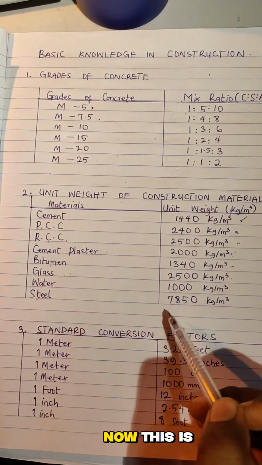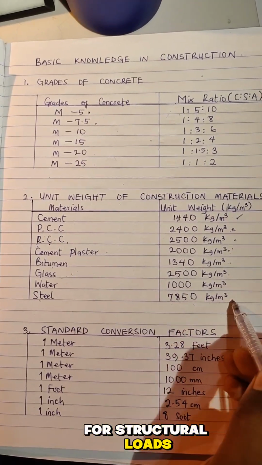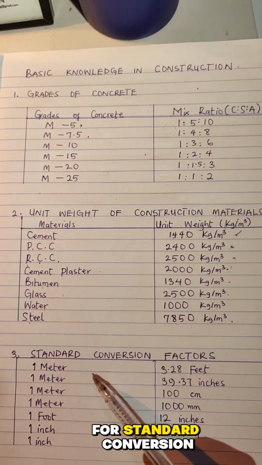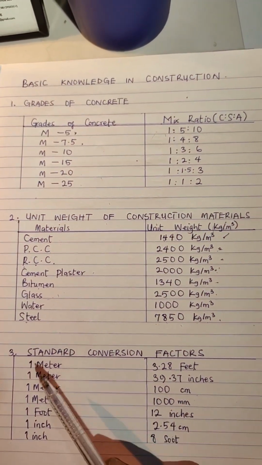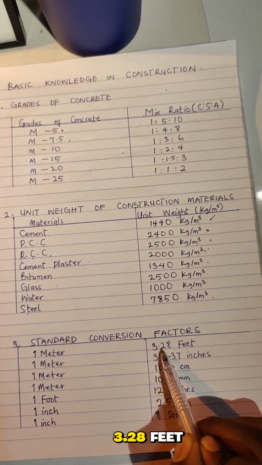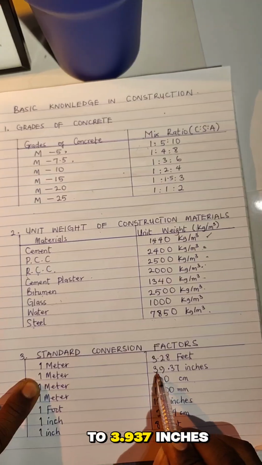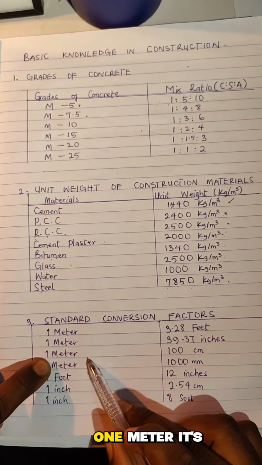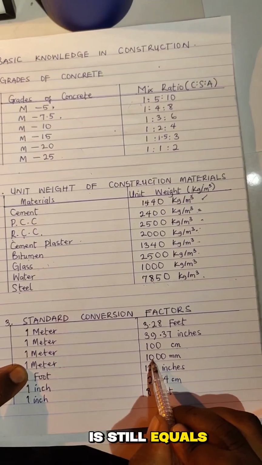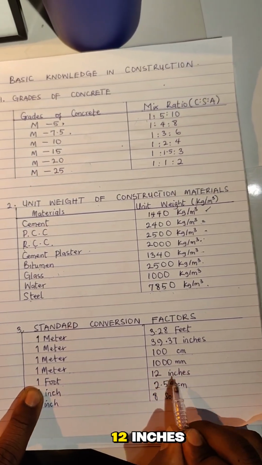For steel now, this is very heavy, and it is important for structural loads, and this is the unit weight of steel. For standard conversion factors, let's use 1 meter. 1 meter is equivalent to 3.28 feet. 1 meter is still equivalent to 39.37 inches. 1 meter is equal to 100 centimeters. 1 meter is still equal to 1,000 millimeters. 1 foot is equal to 12 inches.